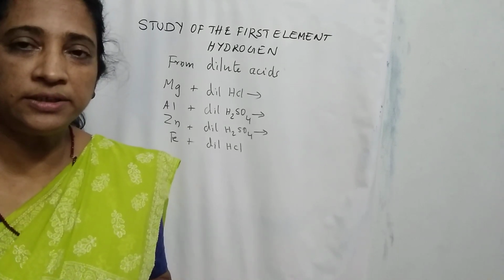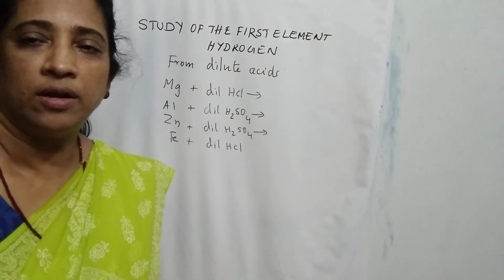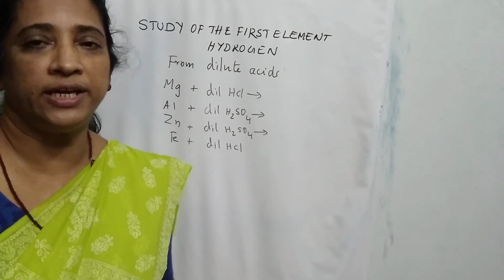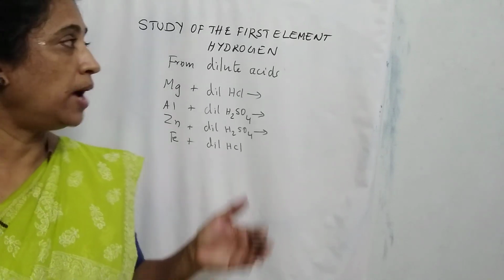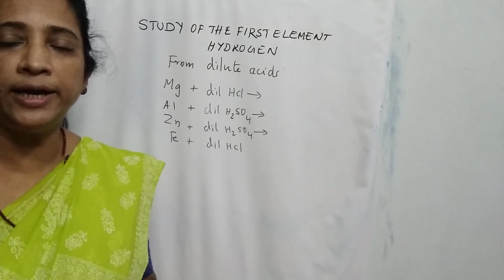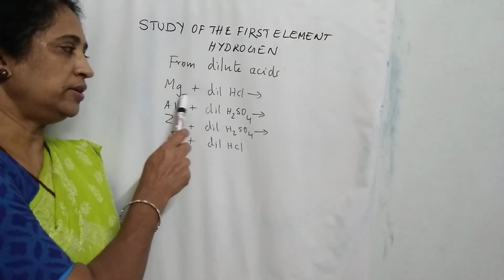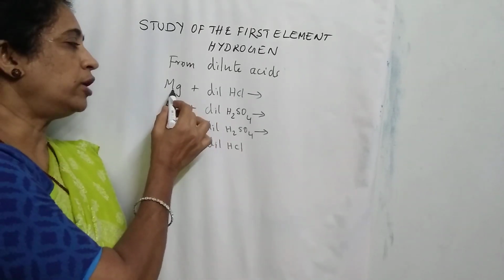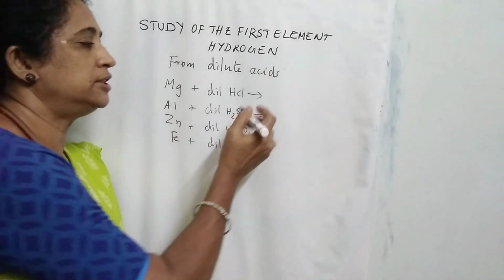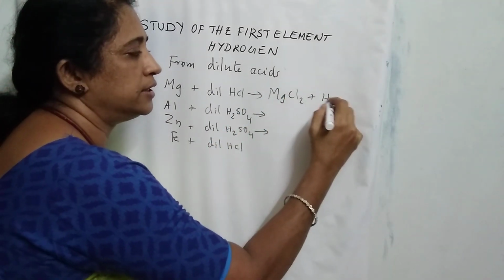The reason is the reaction is vigorous and explosive in nature, so practically not feasible. So from other elements we can prepare hydrogen by using dilute acid. For example, magnesium plus dilute HCl gives: magnesium is more reactive than hydrogen, a simple displacement reaction, giving MgCl2 plus hydrogen.